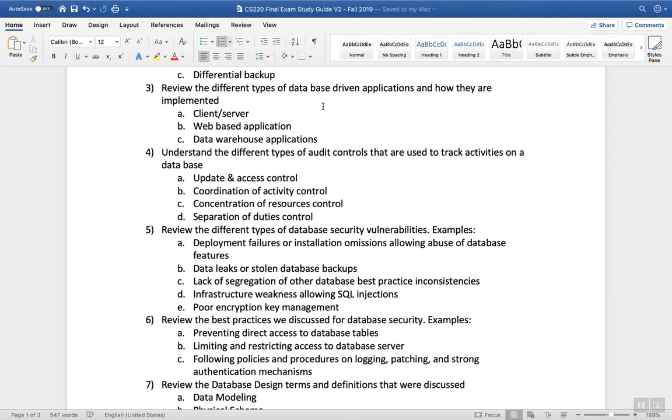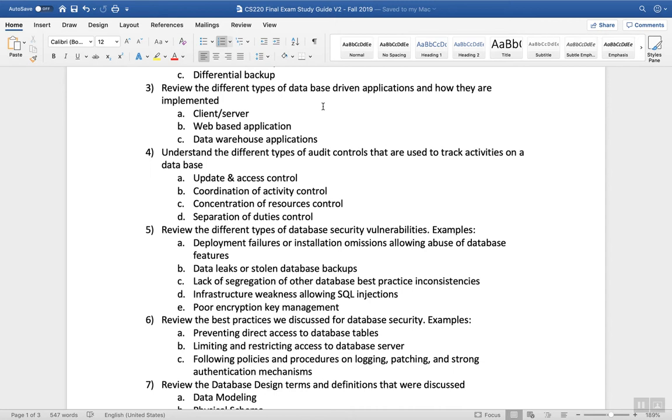A web-based application is actually client server, except that we use web technology as the means of providing the connection between the two pieces, the client and the server. And data warehouse applications, data.